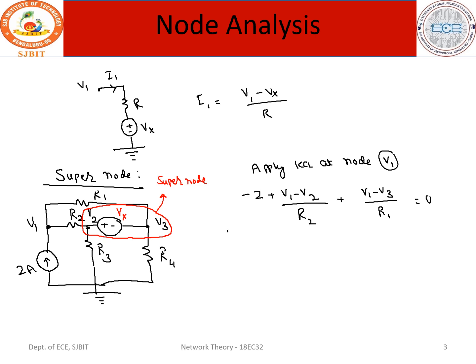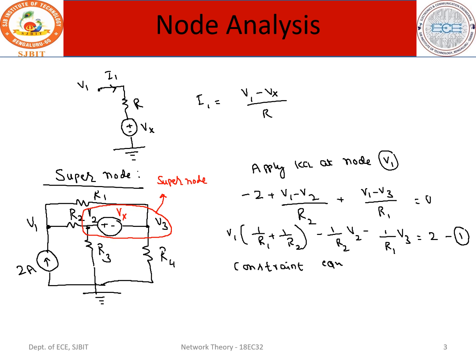Next, take V1 as a common factor, then you can write it as (1/R1 plus 1/R2) V1 minus (1/R2) V2 minus (1/R1) V3 is equal to 2. Call this equation 1. Then you write one constraint equation: Vx is equal to V2, which has the positive sign, minus V3. That is the second equation. Now solve equations 1, 2 and 3 to find V1, V2 and V3. This is the super node concept.